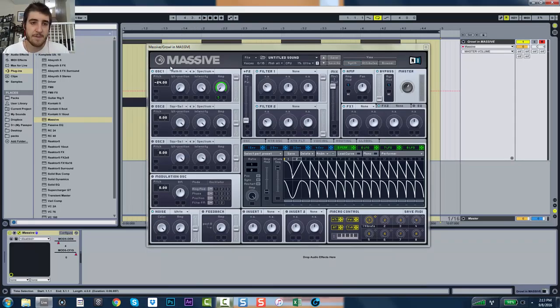Okay, so I pitched it down two octaves, and I picked the Math 3, moved the wavetable position over, and I feel like that's a good gritty start for this wobble or this growl. And then we can start shaping it and making it better.